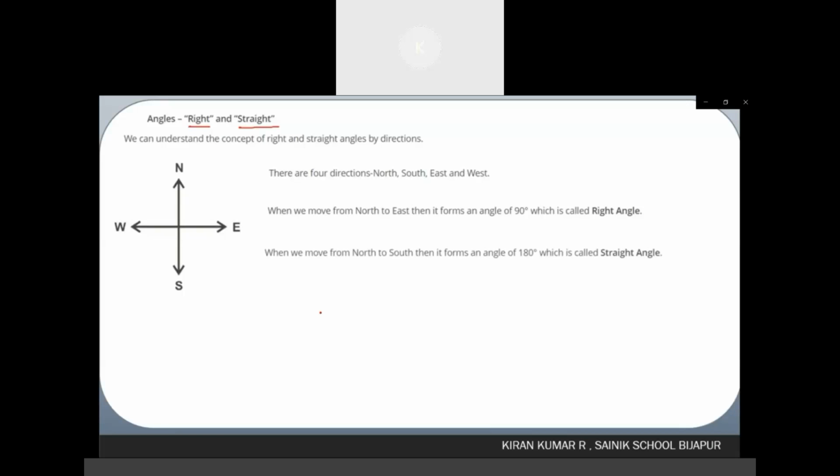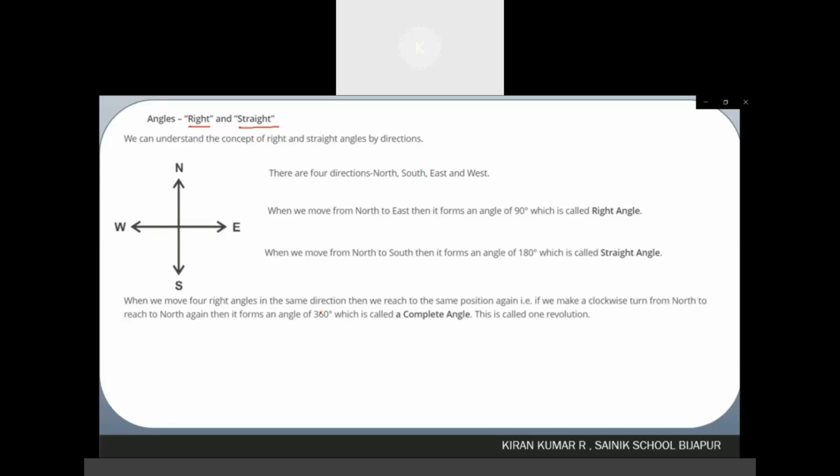When we move from north to south, it forms 180 degrees, which is called a straight angle. When we move four right angles in the same direction, we reach back to the same position again. That is, if we make a clockwise turn from north to reach north again, then it forms 360 degrees, and this angle is called a complete angle, and we get one complete rotation. You have understood the difference between right angle, straight angle, and a complete angle?